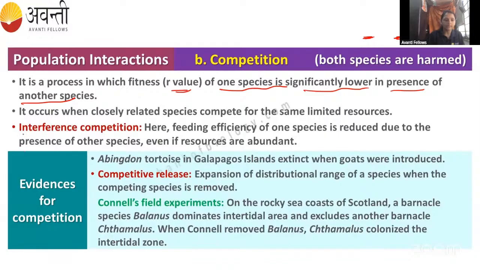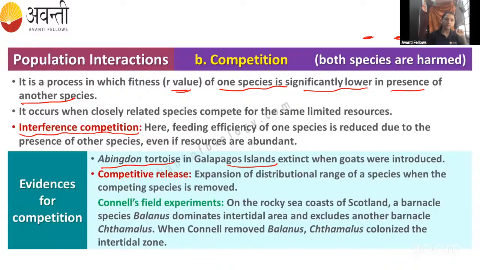Okay. So here we have taken the interference competition. In the interference competition, we take the example of the Abingdon tortoise and the Galapagos Island. What happened in the interference competition is that in the Galapagos Island, there is no other species. The Abingdon tortoise is the only one there. It is a grazer. What happened when we introduced the goat?